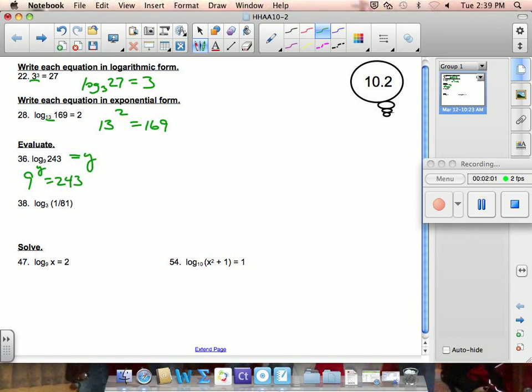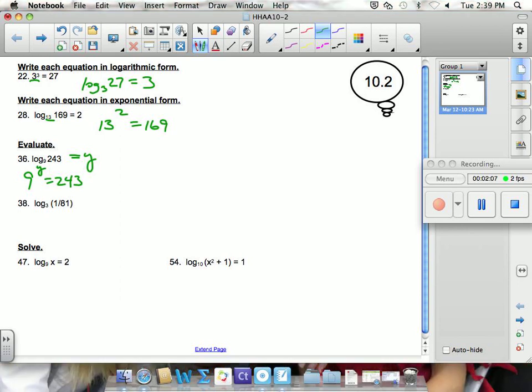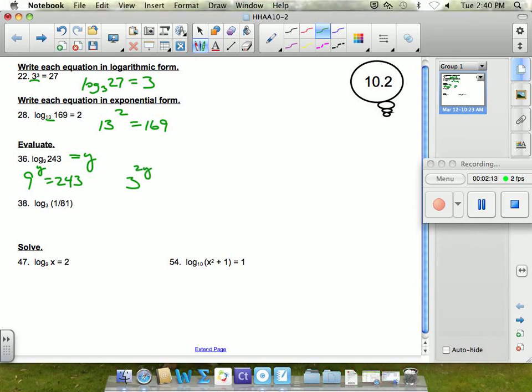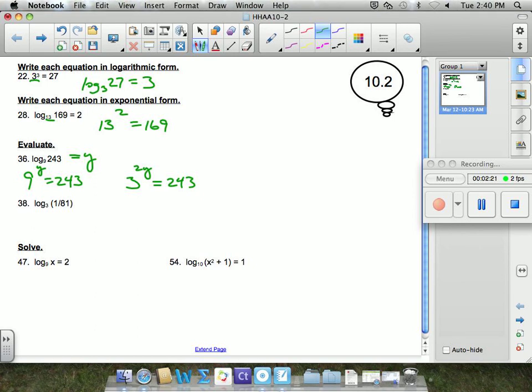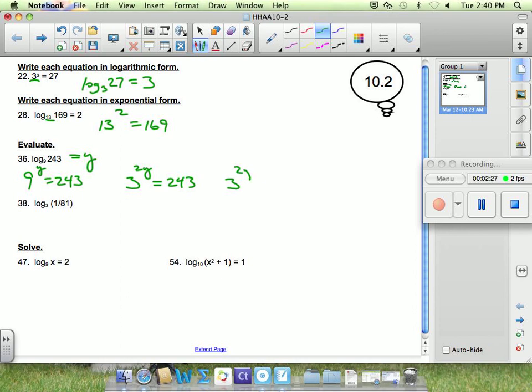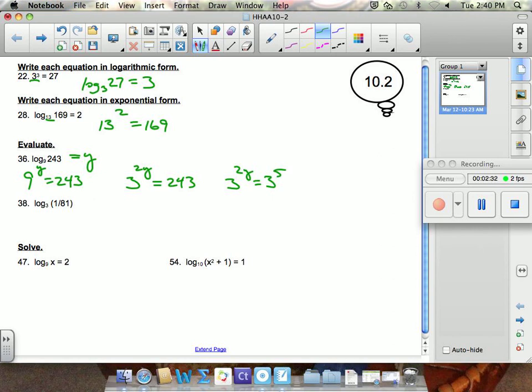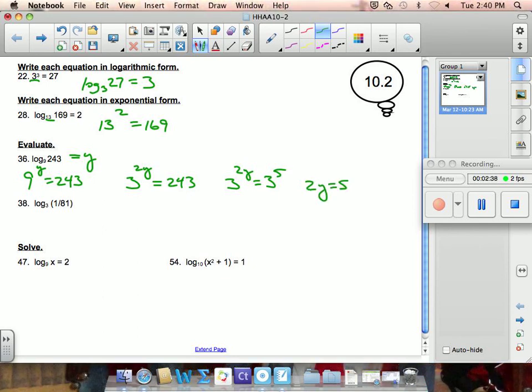Now, if you try powers of 9, you can't get 243. However, if I switch 9 into 3, so 3 squared gives me 9, now I have 3 to the 2y equals 243. I can try different powers of 3. What power of 3 gives me 243? It's 3 to the 5th. So I have 3 to the 2y equals 3 to the 5th. Now that's an equation I can solve. Bases are the same, so 2y must equal 5. And that means y equals 5 halves, or 2.5.